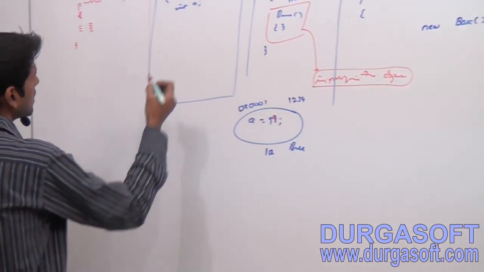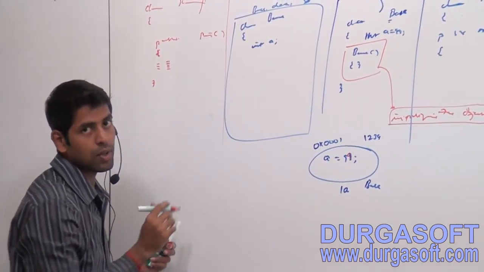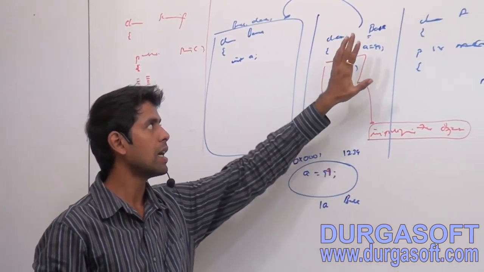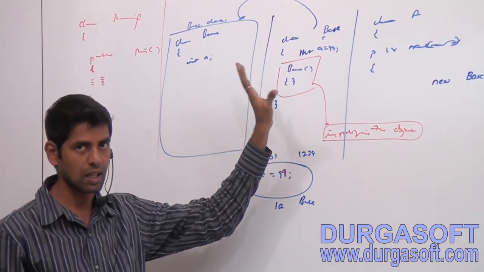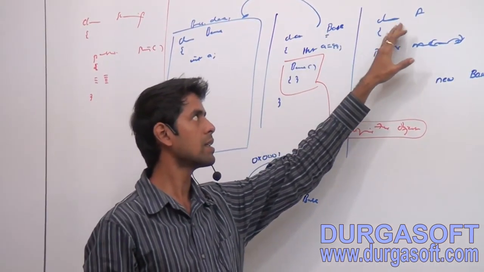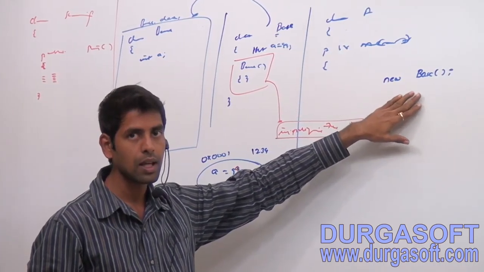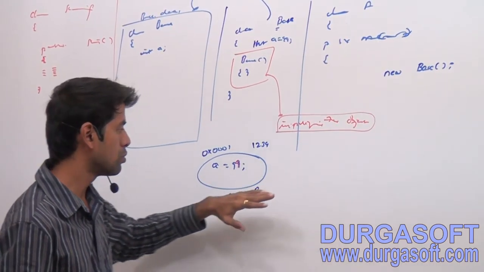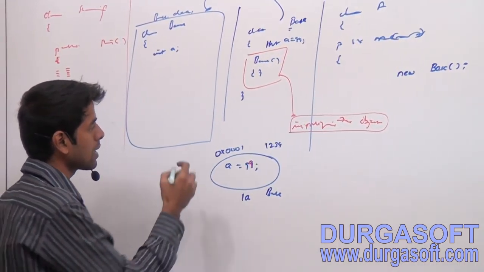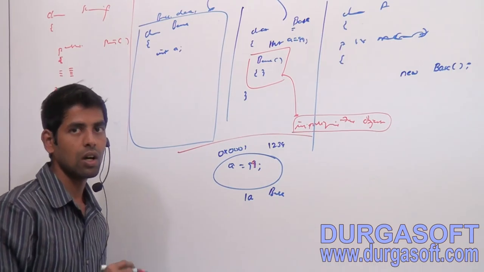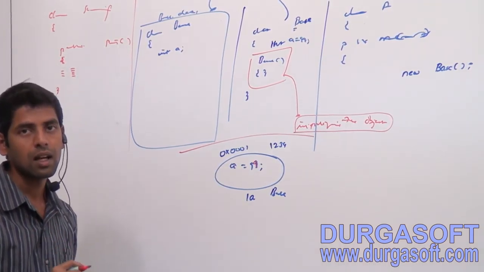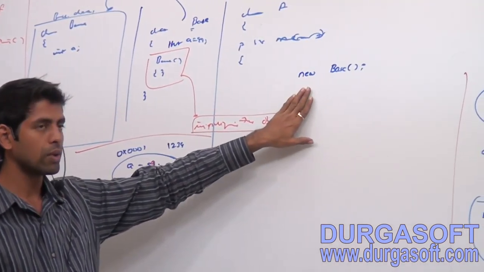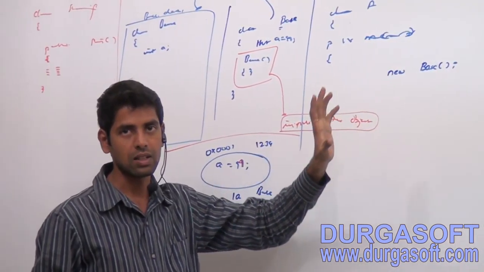Within this Base.class file, what are we discussing here? I said that first I have written a class called Base. Within class A, I want to create a base class object. How to create a base class object? We all know, it's a simple thing. You have to use the new keyword followed by the constructor.